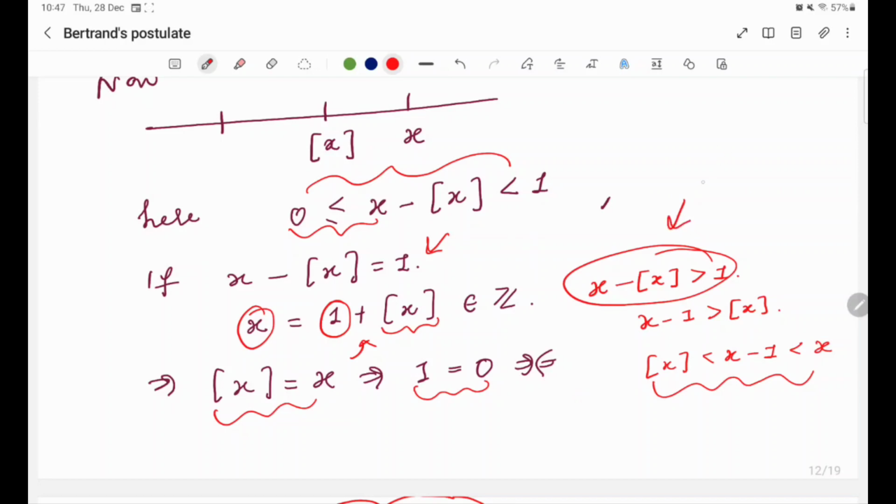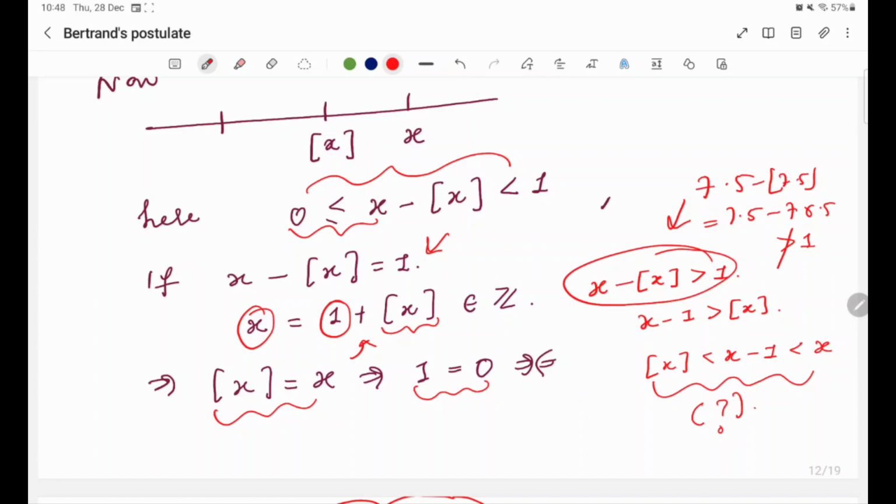For example, I can give you 7.5 minus the greatest integer of 7.5. You will get 7.5 minus 7, which is 0.5. So this is not greater than 1. So I can give you an example for the time being. You find out a convincing proof.